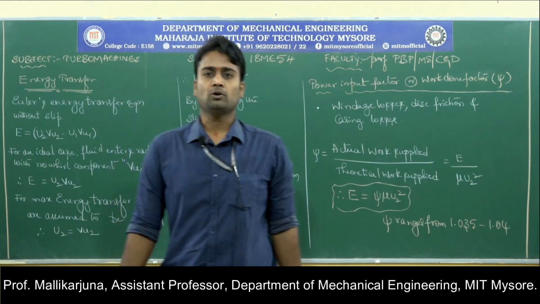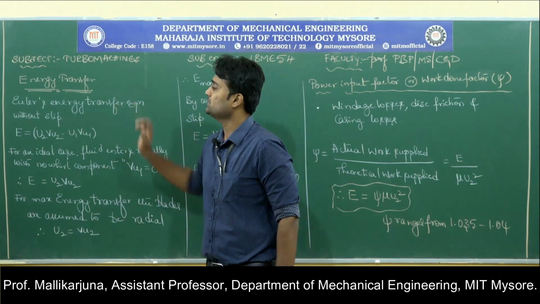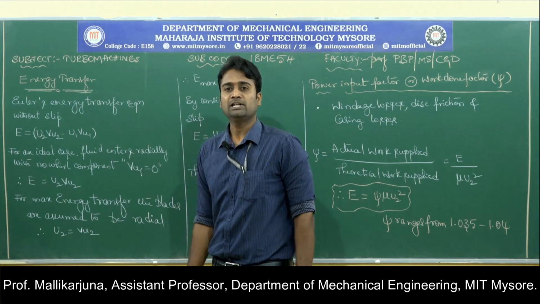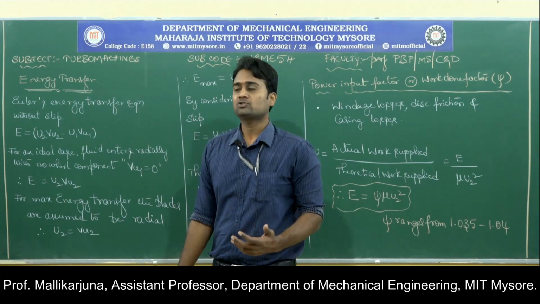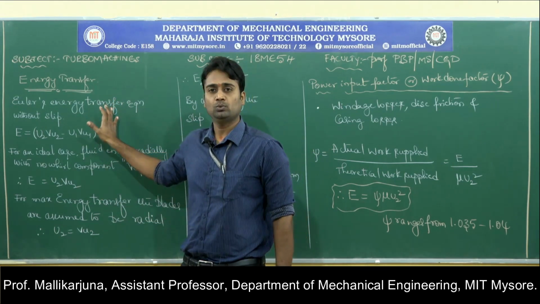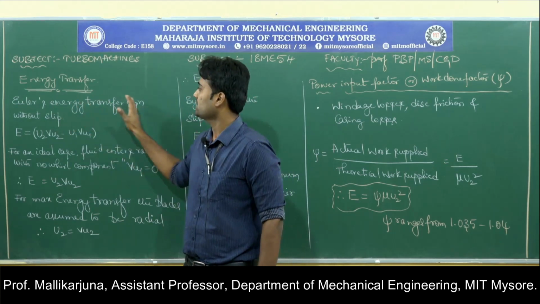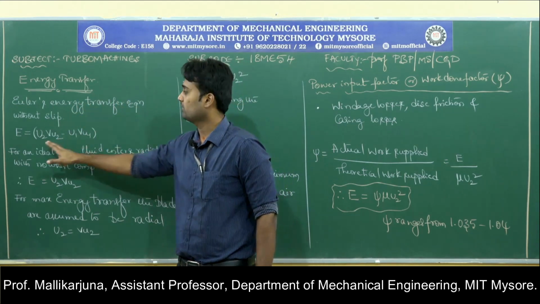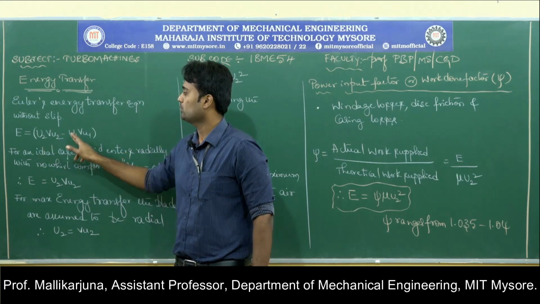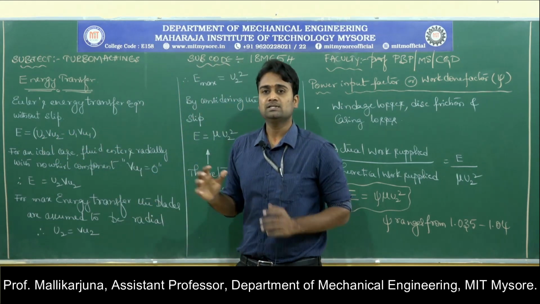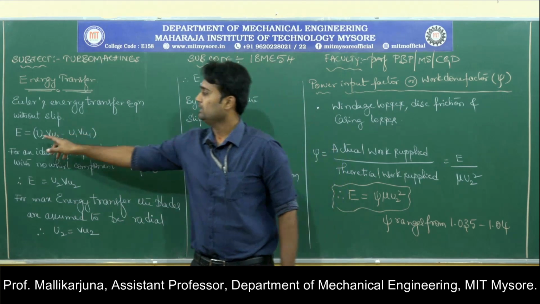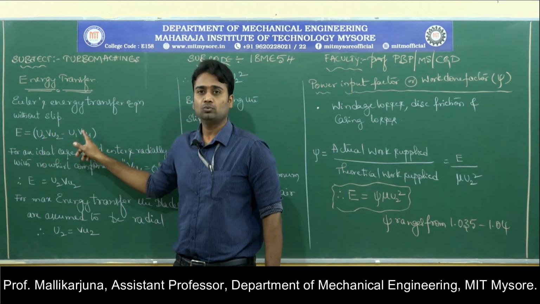Okay, let us look at a few equations. The very first equation is energy transfer through the centrifugal compressor. Energy transfer is usually extracted with the help of Euler's equation, wherein Euler's energy transfer equation without slip is given by E = U2 Vu2 - U1 Vu1. Since it is a power absorbing machine, E = U2 Vu2 - U1 Vu1.